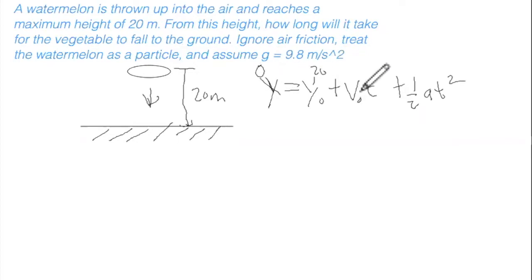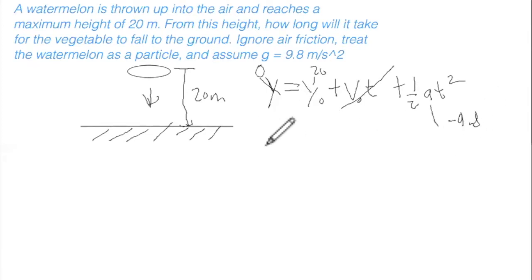The only force acting on the watermelon is the force of gravity. There's no other force that's going to cause the watermelon to have an initial velocity in the y direction. So this is 0, and thus this term cancels out. And a is going to be equal to g, but we need to look at what signs we're going to use. Since our initial height is going to be 20, g has to be negative. So this is going to be negative 9.8.